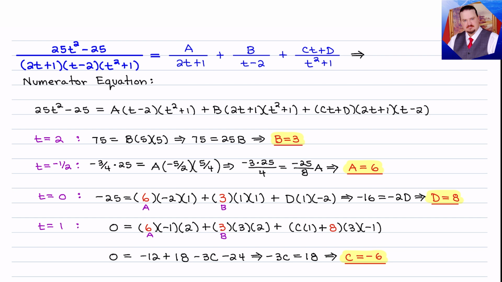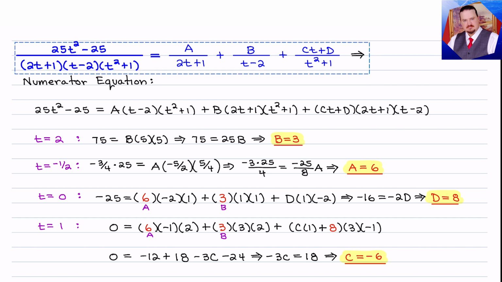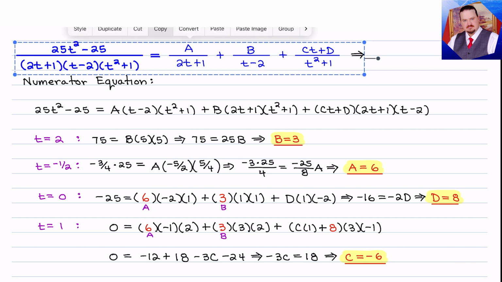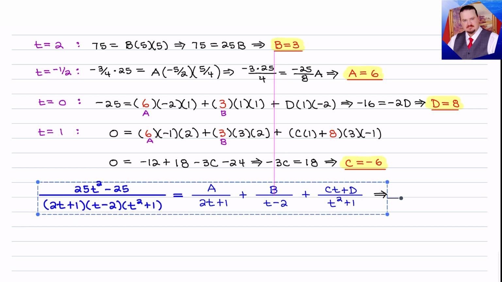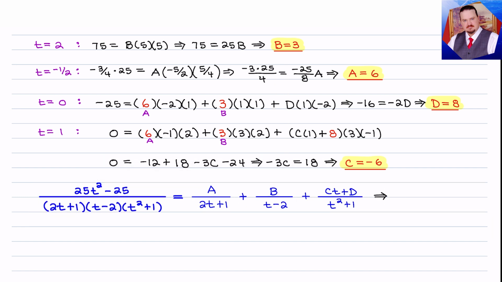So let's see. Let's take our equation and see what we have. Okay, now let's go ahead and set it up with the fact that we know that we're integrating. So we have the integral here.